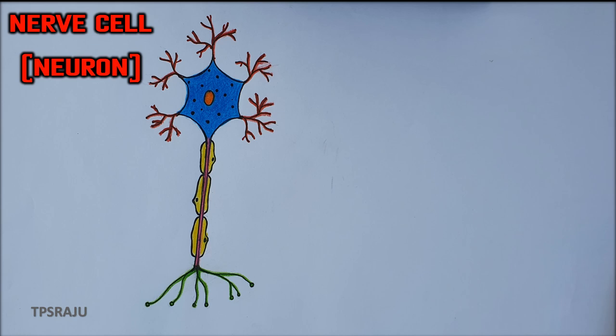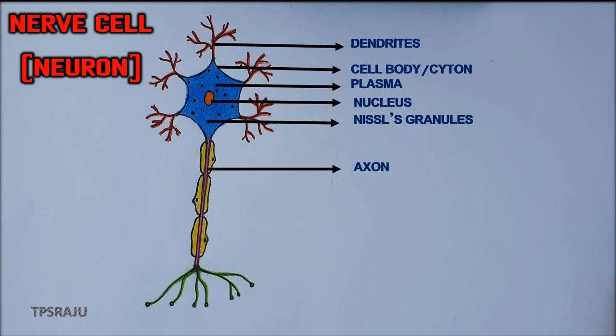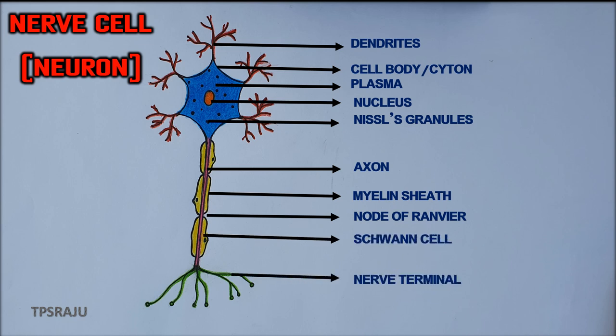Finally, shall we label the parts? Dendrites, cell body or cytosol, plasma, nucleus, Nissl granules, axon, myelin sheath, node of Ranvier, Schwann cell, nerve terminal.